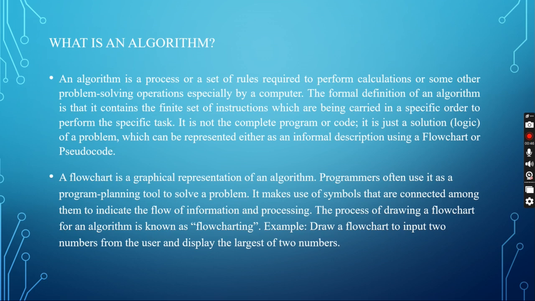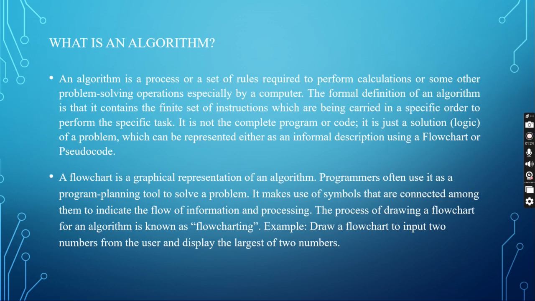What is an algorithm? An algorithm is a process or a set of rules required to perform calculations or some other problem solving operations, especially by a computer. The formal definition of the algorithm is that it contains a finite set of instructions which are carried out in a specific order to perform the specific task. It is not a complete program. It is just a solution of a program which is represented either as an informal description using flowchart or pseudocode.